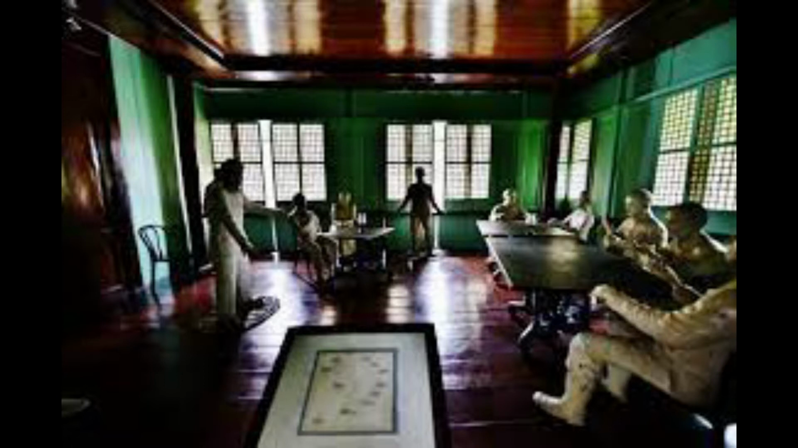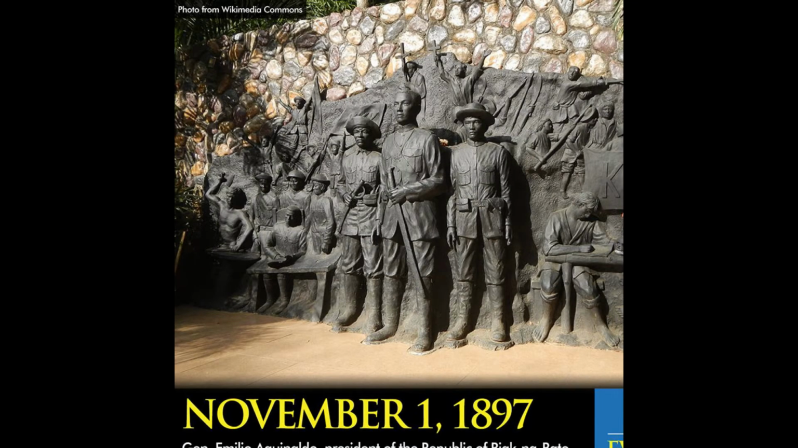A later meeting of the revolutionary government, held on November 1, 1897 at Biak na Bato in the town of San Miguel de Mayumo in Bulacan, established the Republic of Biak na Bato. The Republic had a constitution drafted by Isabelo Artacho and Felix Ferrer and was based on the first Cuban Constitution. It is known as the Constitución Provisional de la República de Filipinas and was originally written and promulgated in Spanish and Tagalog languages.